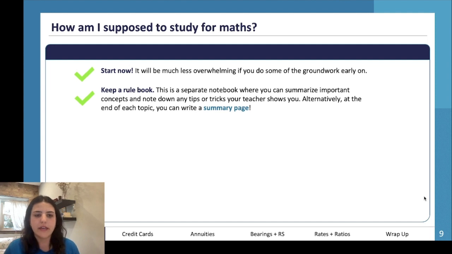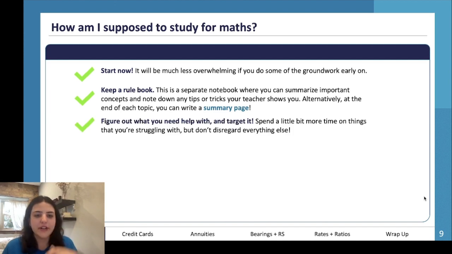It's not like you need to be writing a notebook full of notes. You don't need that many. You just need to do your work in your maths book and then consolidate only the very important information on a summary sheet or a rule book. So if I'm saying do some of the groundwork early on, that's what I'm referencing. I'm not saying you have to start doing content that your teacher hasn't taught you yet. I'm saying whatever you do have, try and consolidate that before you get back to school.